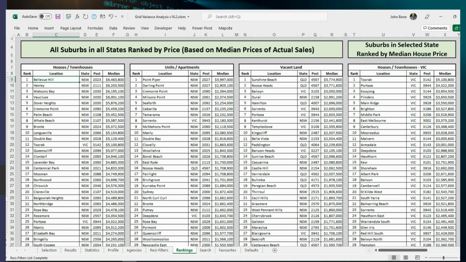The data used in the rankings is refreshed quarterly or as the market trends would deem necessary. The first three columns are based on market data taken from the median prices of actual sales for the preceding 12 months and ranked by location in order of price, highest to lowest. The data is listed for houses and townhouses, units and apartments, and vacant land and are Australia-wide. The fourth column is the suburbs ranked in order of price, but only for the state chosen on the selection sheet.